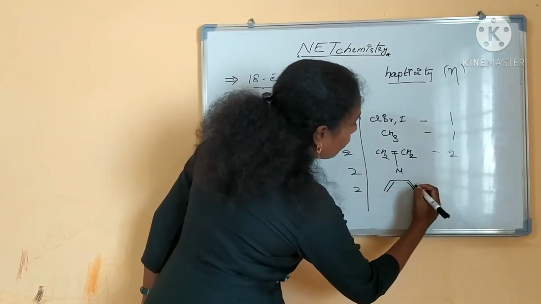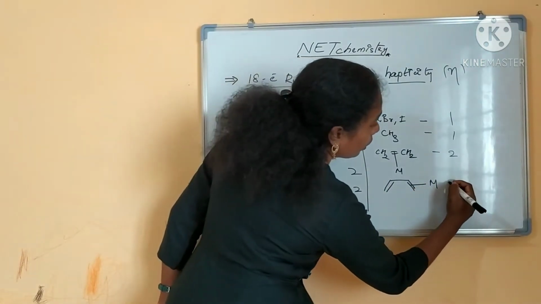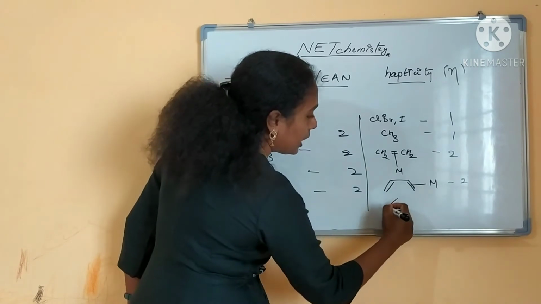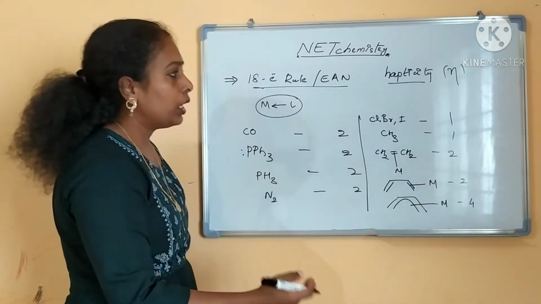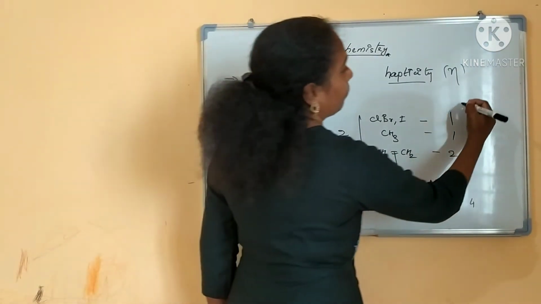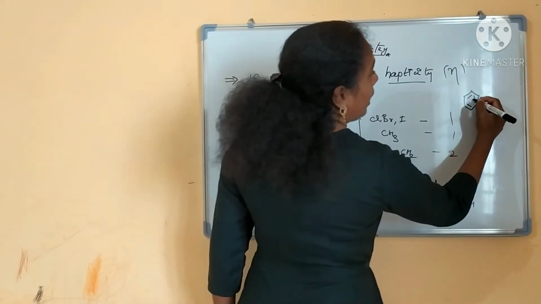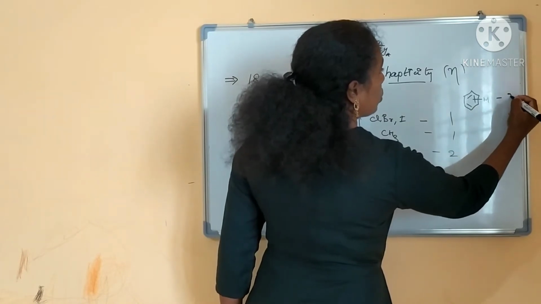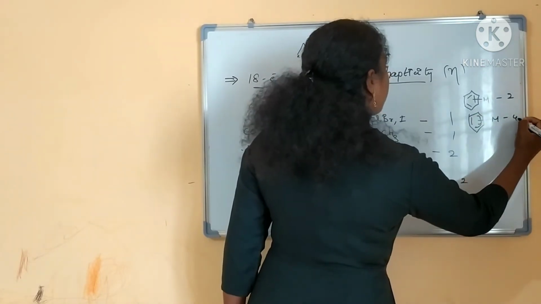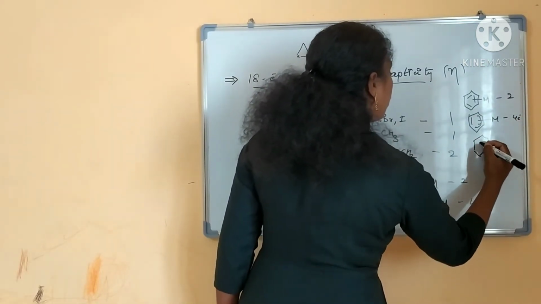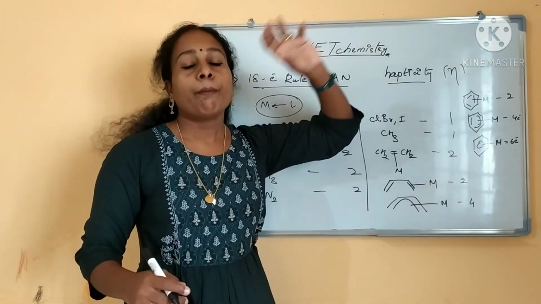1,3-butadiene. If you see 1,3-butadiene, it can bond with the metal like this, right? Then the number of electrons donated will be 2, and if it is bonded to the metal like this, then it will be 4. Hapticity will be 4. And the same way you can take benzene. This is the benzene ring, right? It can either bond like this, that is a 2 electron donor, or else it can be a 4 electron donor, or else it can be a 6 electron donor, right? This is the way these organic compounds will be bonding with the metal.